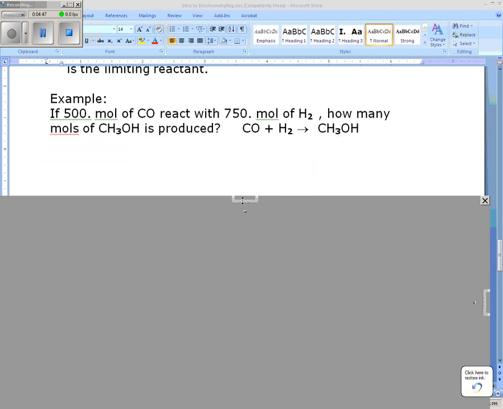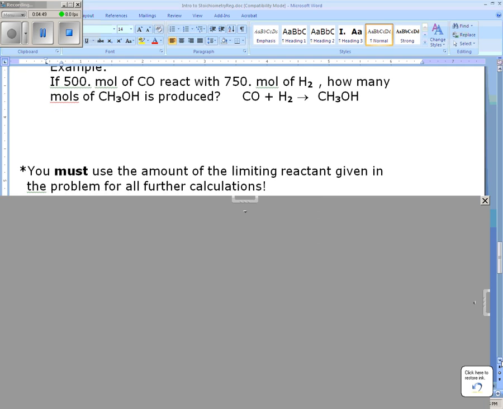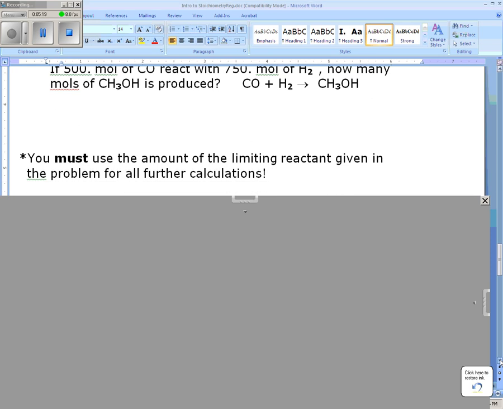All right. Now, a lot of times, we'll have other problems after this. You must, and this is very, very important, you must use the amount of the limiting reactant given in the problem for all further calculations. Most students who have trouble on the test or quiz that I give to assess this topic mess up because they forget this right here. You must start with the amount given in the problem of the limiting reactant because it's the one in control.